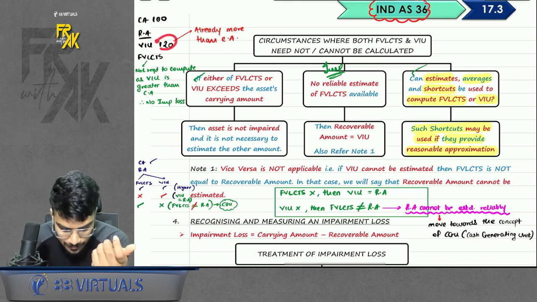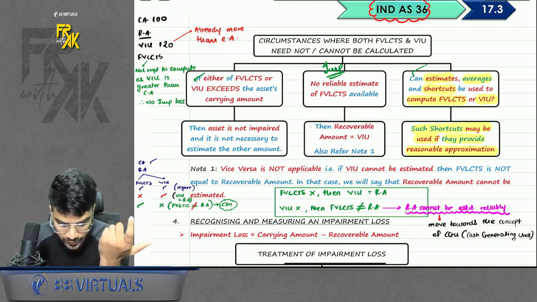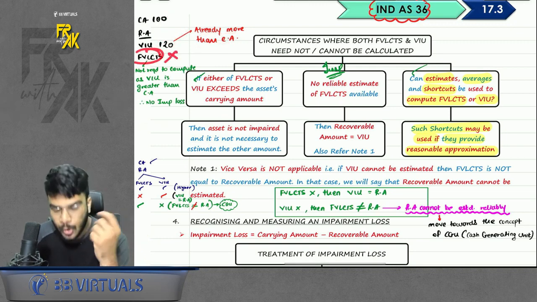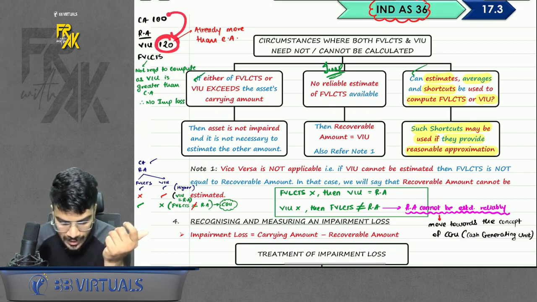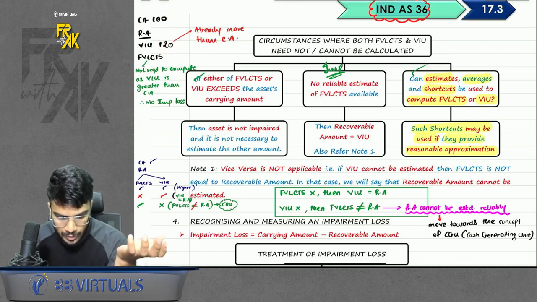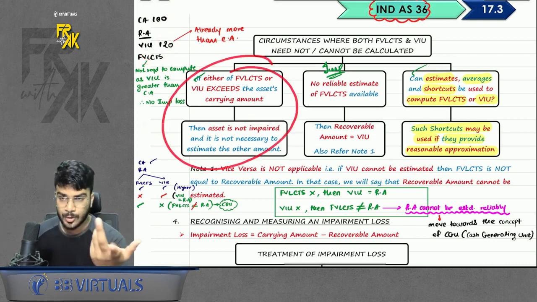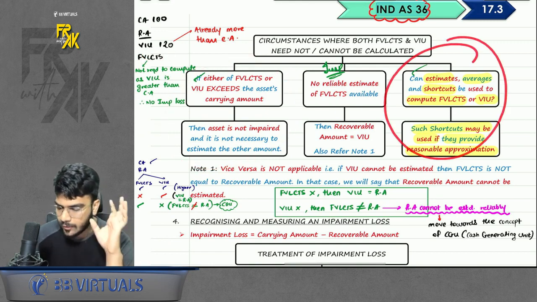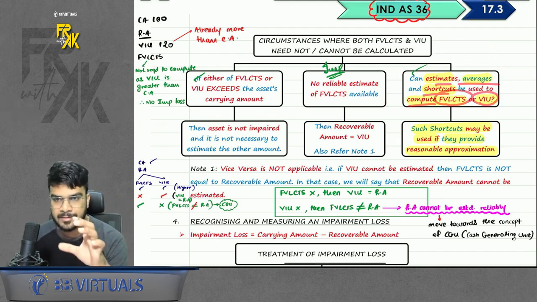But I computed any one of these and this amount was already higher than carrying amount. The standard says we know that you can compute both, but no need to compute the other amount. Why? Because if you computed one amount and it is already higher than carrying amount, then of course there is no impairment loss. So you need not calculate the other amount to save some time and resources. But only theoretical point, to be honest. There is a third point also which says that can you use estimates, averages, shortcuts to compute FVLCTS or value in use? The answer is yes, you can use them.